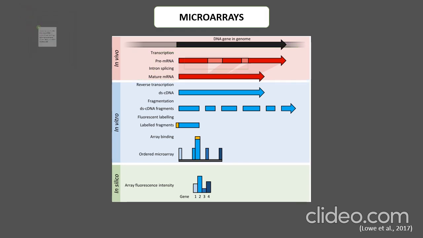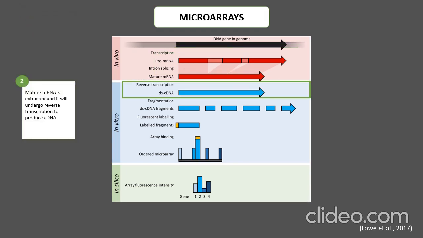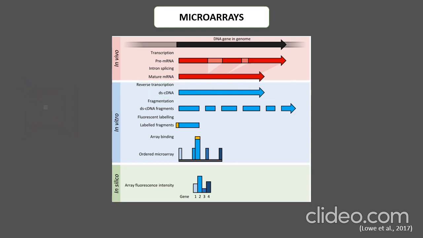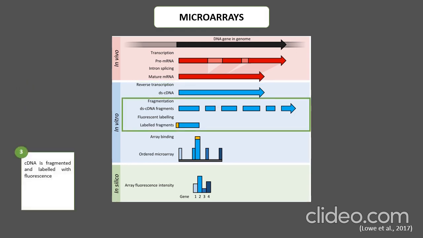Next, the mature mRNA will be extracted from the organism, and it will undergo a process known as reverse transcription to produce a double-stranded complementary DNA. Then, the long double-stranded complementary DNA will be further fragmented into shorter fragments, where each individual fragment will be labeled with a fluorescent label.